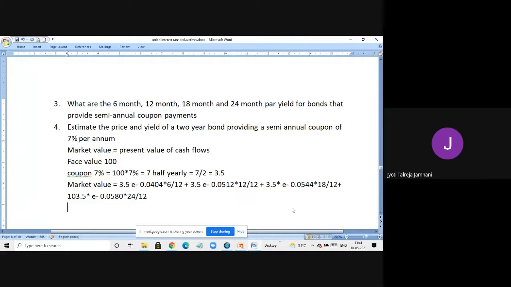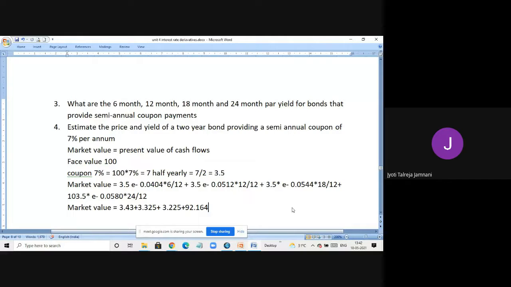So using this equation, we have to solve and find the market value of the bond. When you solve it, you find the present value of 3.5 for the first installment, then 3.5 for the next. Entire equation e raised to, if you solve, you get the first one as 3.43 plus 3.325 plus 3.225 plus 92.164 is what I have got.